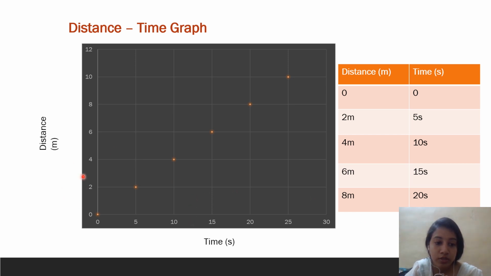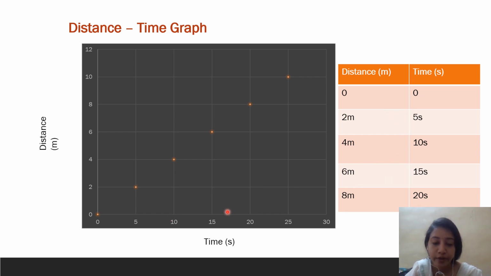Here the distance is taken on the y-axis and the time on the x-axis. As you can see, for each unit I have taken 2 meters. Here each unit represents 2 meters of distance, and on the x-axis, I have taken each unit as 5 seconds. So the first 5 seconds is in one unit, the next 5 seconds in the next unit, and so on. So now we can plot this graph easily.